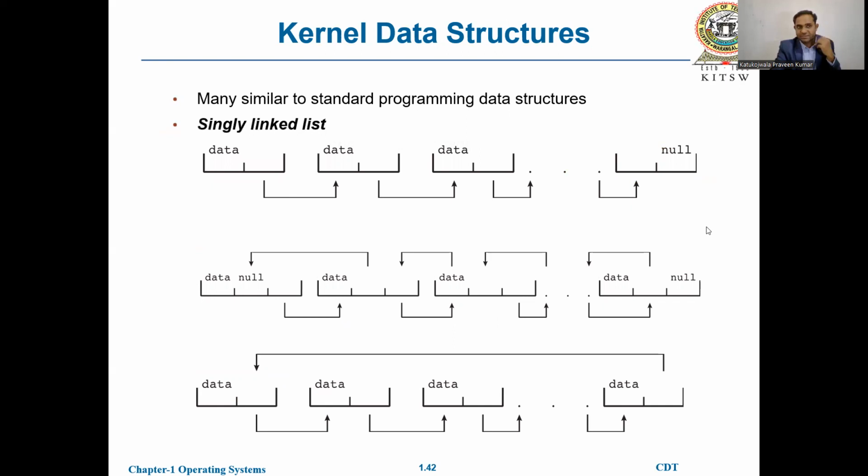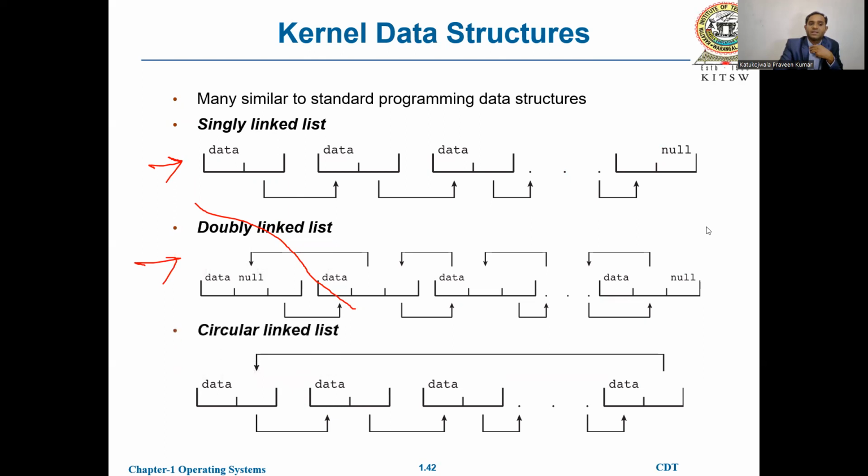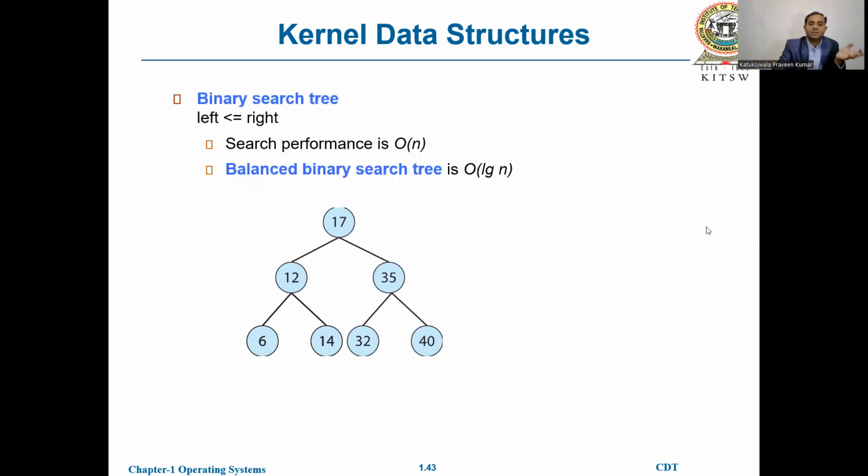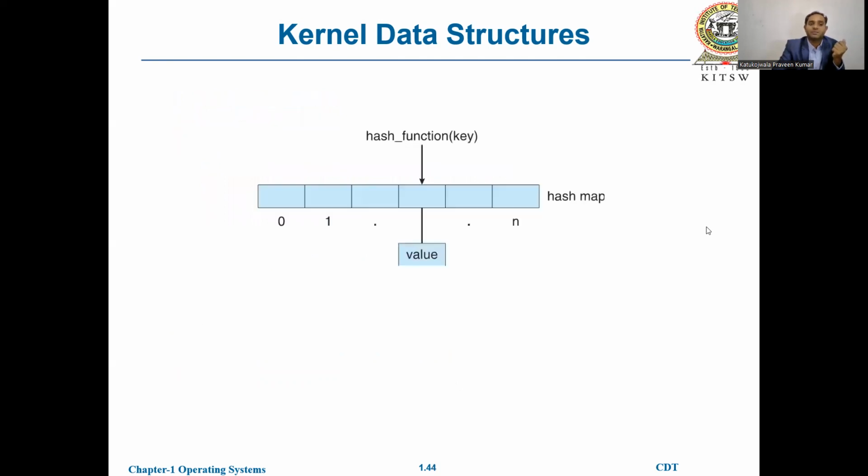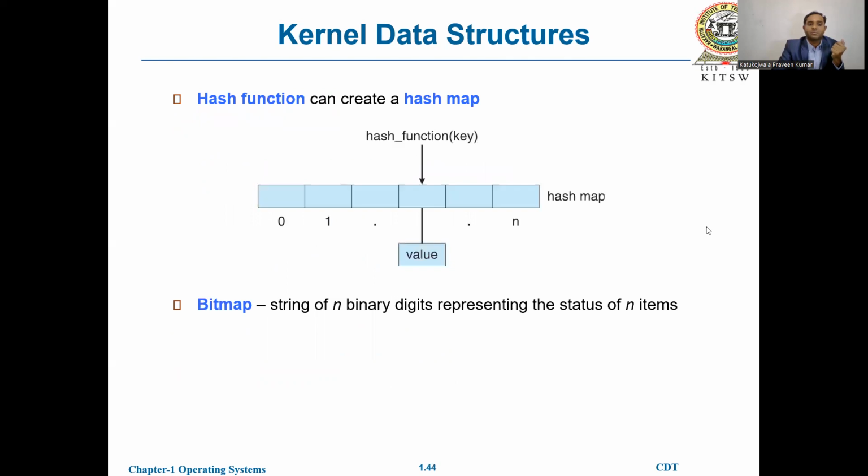Next, kernel data structures. Generally a kernel data structure can be stored in a singly linked list, a doubly linked list, or a circular linked list. Of course, it can also be stored using a binary search tree. We are going to discuss these kernel data structures in more detail in Unit 3.